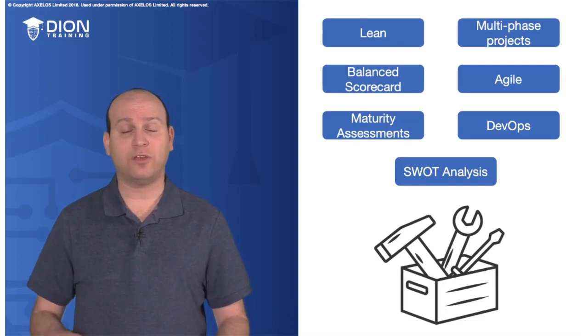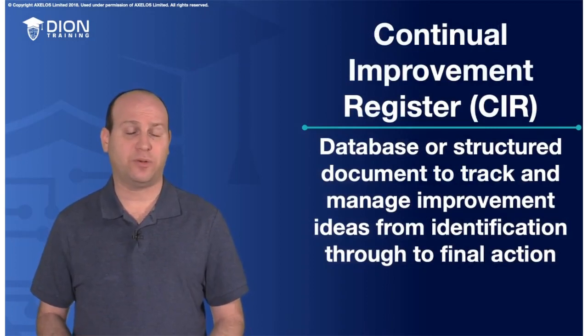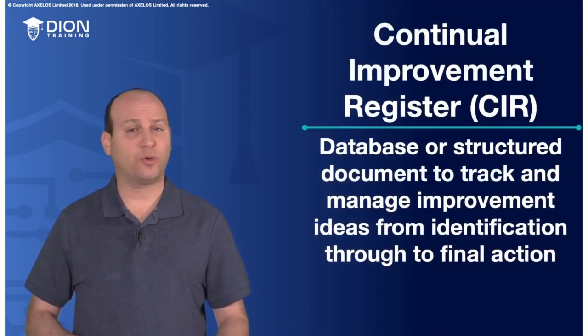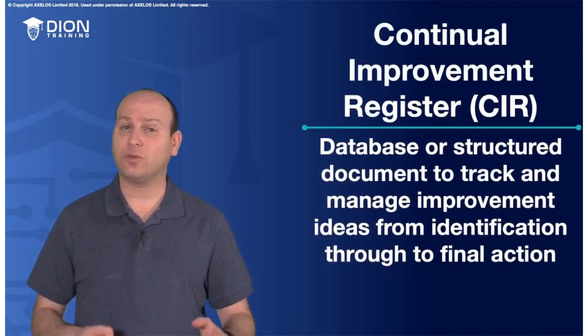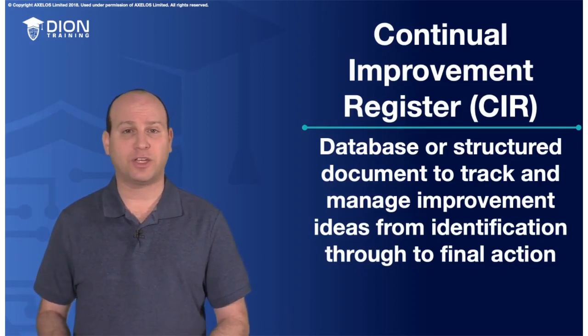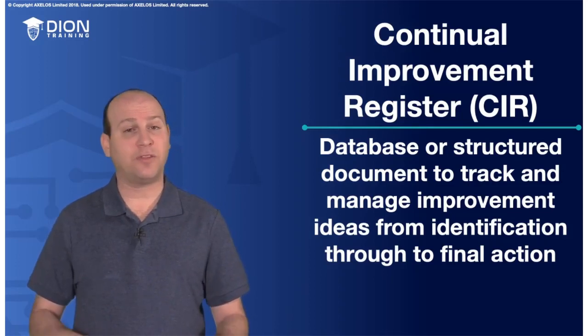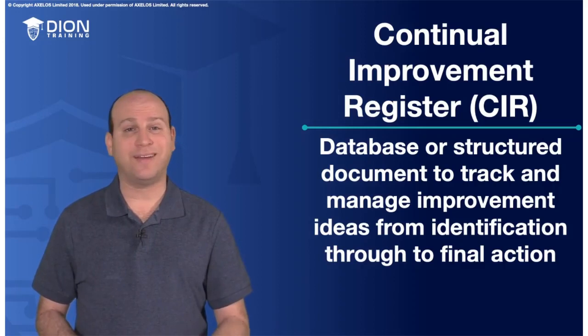Now, all of this is great, and there's one more technique or tool that you should be using, and it's called a continual improvement register. Now, a continual improvement register, or CIR, is a database or a structured document that we use to track and manage all of the improvement ideas from the identification through final action. So as I said before, you might be sitting there and you come up with a great idea. Well, if you just think about it and nothing gets done, we're never going to improve. So instead, you should submit that idea into the CIR, the Continual Improvement Register.